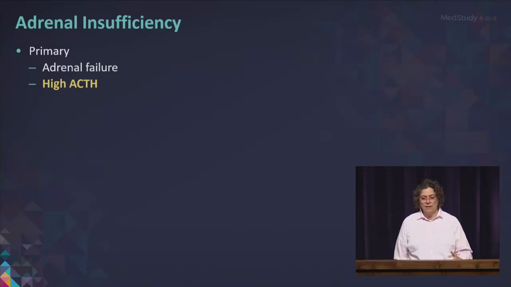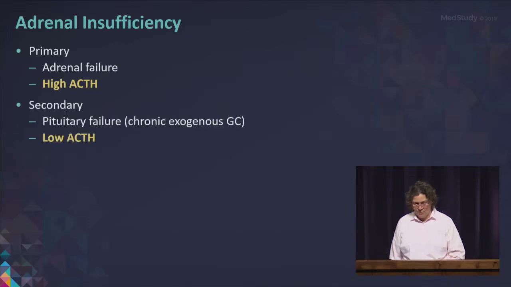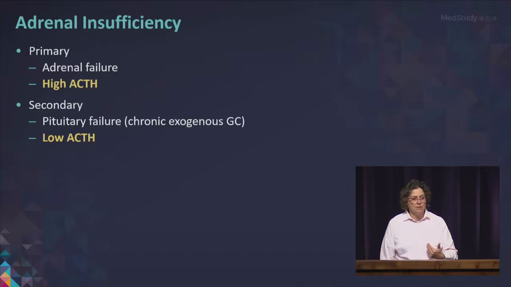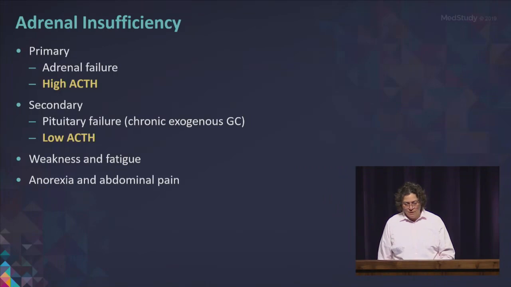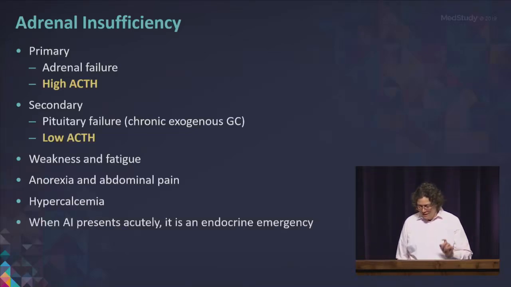So for her, the most likely scenario would be primary adrenal insufficiency, which is adrenal failure, which is autoimmune, with high ACTH levels. You will see secondary adrenal insufficiency in practice. And again, the most common scenario of that is abrupt withdrawal of chronic exogenous glucocorticoids. In this scenario, because your glucocorticoids shut off your entire axis, it will be a low ACTH state. Common symptoms are weakness and fatigue, anorexia, abdominal pain, hypercalcemia, and when it does present acutely, it is an endocrine emergency.